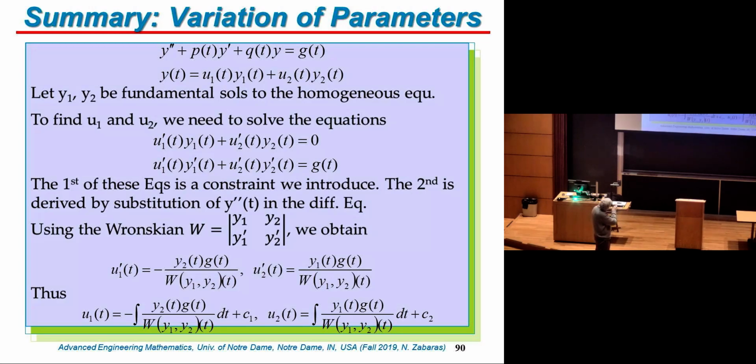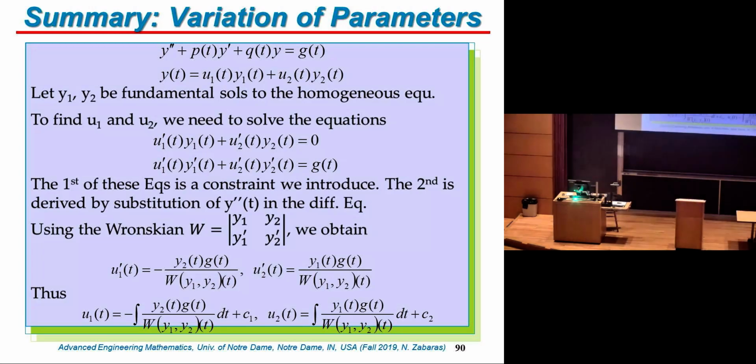The second equation you get is the second equation that you see there: u1 prime y1 prime plus u2 prime y2 prime equal to g. And you say, what happened? When you take all these derivatives, there are too many terms. Why have they been canceled? Well, they have been canceled because y1 and y2 satisfy the homogeneous equation. So there will be 6 terms that will cancel out because y1 double prime plus p y1 prime plus q y1 equal to 0. And then the same thing for y2.